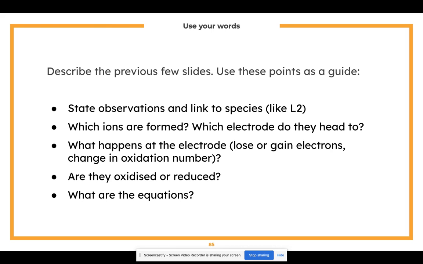What is the change in oxidation number? And remember to be specific. Have they been oxidized or reduced? And remember to be specific with that too. What have they been oxidized from and to? And then what are the equations for the reaction that is occurring in this cell?